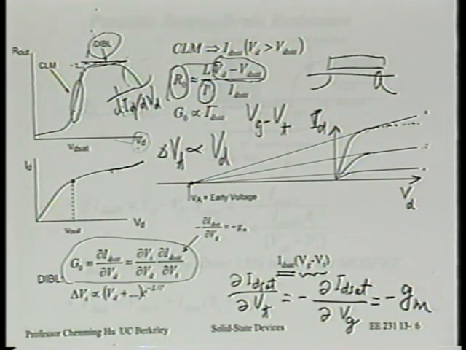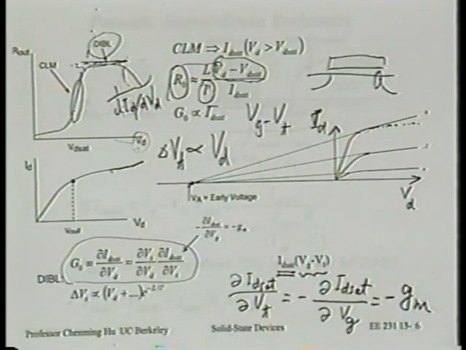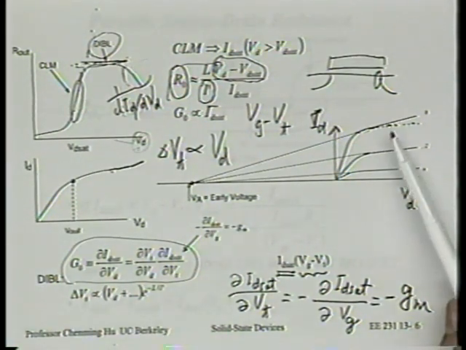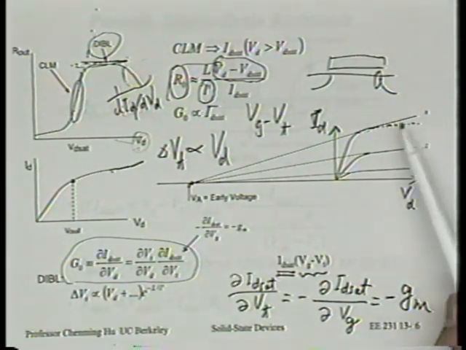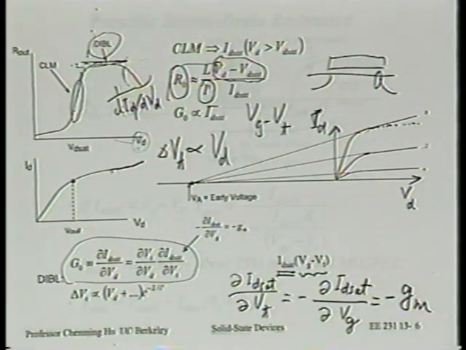Okay? All right. So this is a common mathematical model for the output conductance, and this behavior is also called early effect, early voltage. Even though both those two terms, early effect and early voltage, were originally used only for bipolar transistors, today we also use them for MOS transistors.